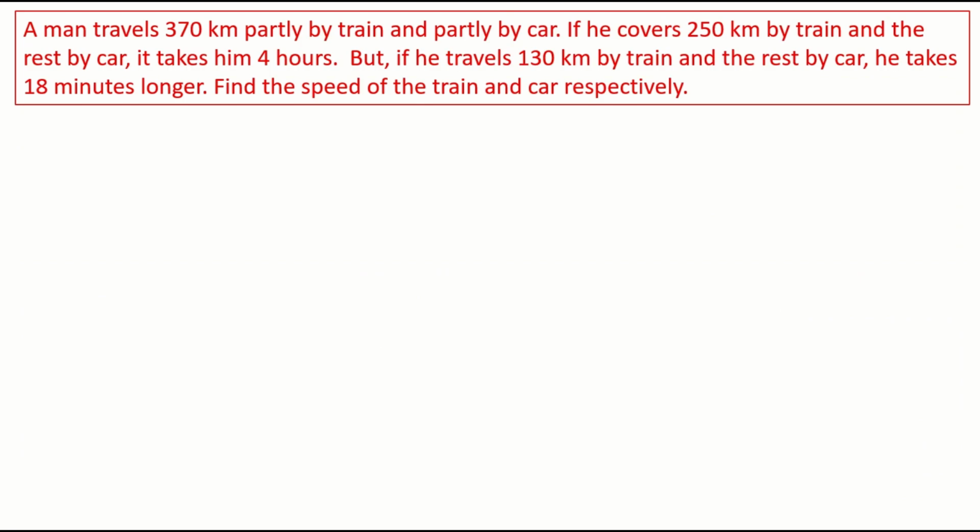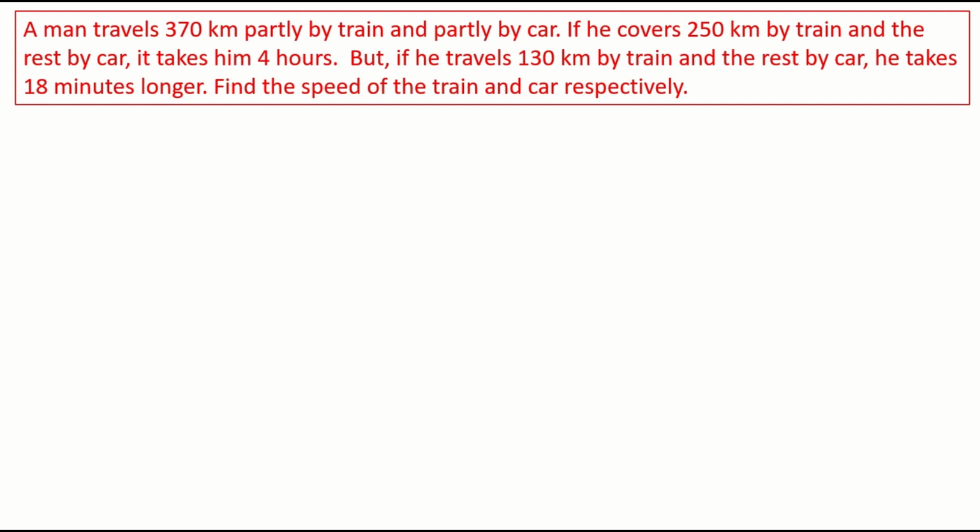A man travels 370 kilometers partly by train and partly by car. If he covers 250 kilometers by train and the rest of the distance by car, it takes him 4 hours, but if he travels 130 kilometers by train and the rest by car, he takes 18 minutes longer. Find the speed of the train and car respectively.